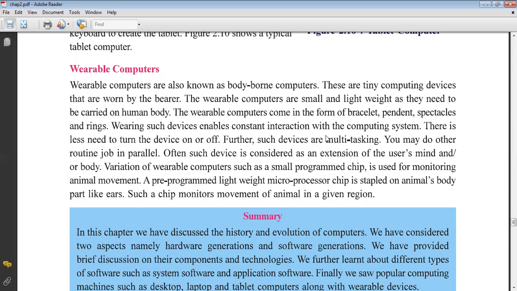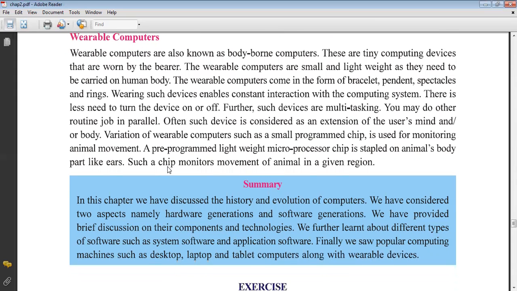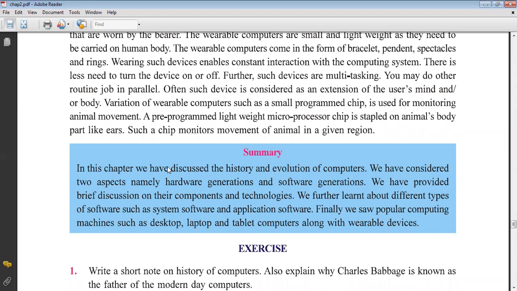Wearing such devices enables constant interaction with the computing system. There is less need to turn the device on or off. It is continuously working. Further, such devices are multitasking. You may do other routine jobs in parallel. You can wear that computer and do your routine work in parallel. Often such a device is considered as an extension of the user's mind and body. A variation of wearable computers is a small programmed chip used for monitoring animal movement. A pre-programmed lightweight microprocessor chip is stapled to an animal's body part like the ear. Such a chip monitors movement of the animal in a given region. So this is a wearable computer.